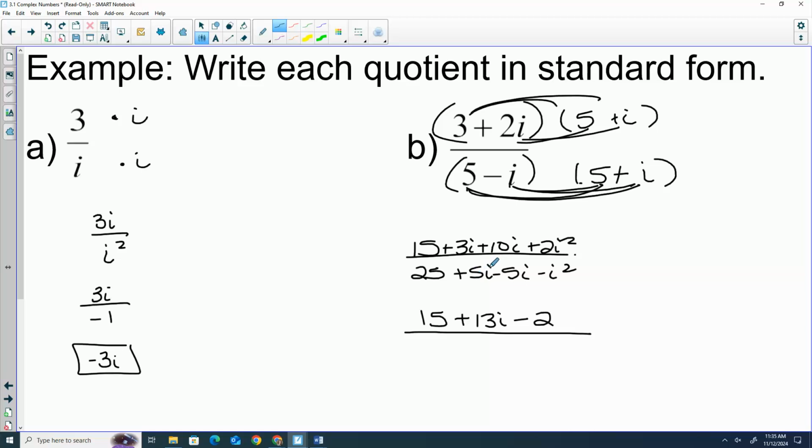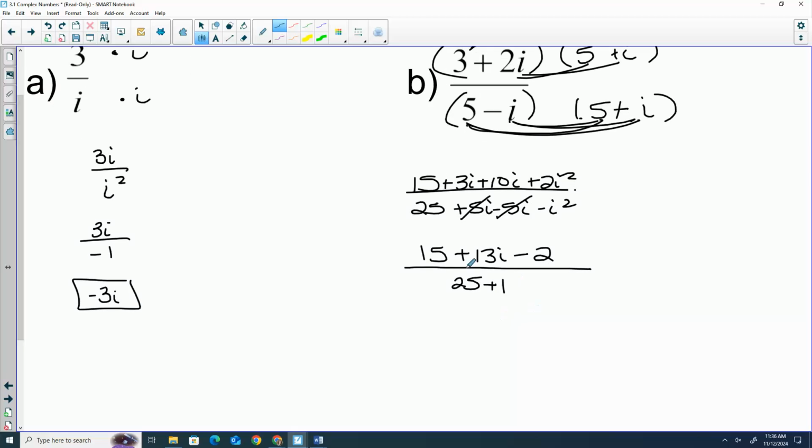On the bottom, positive 5i and negative 5i cancel. So we get 25 minus i squared. So that's minus -1 or plus 1. So combining like terms, we get 13 plus 13i over 26. Right, we need to go ahead and divide. We can divide everything by 13, but that's still not going to be quite the final answer.